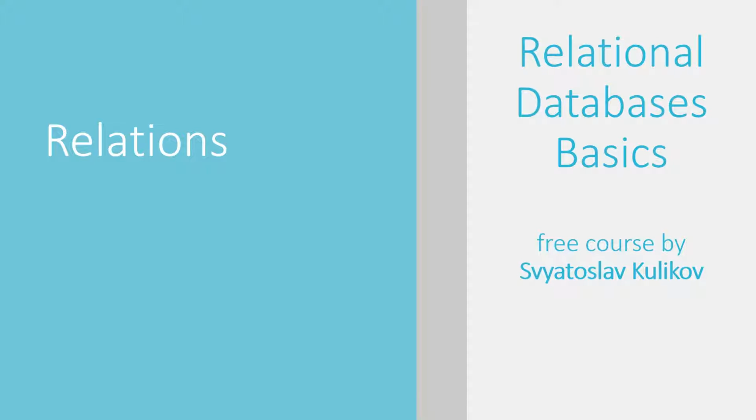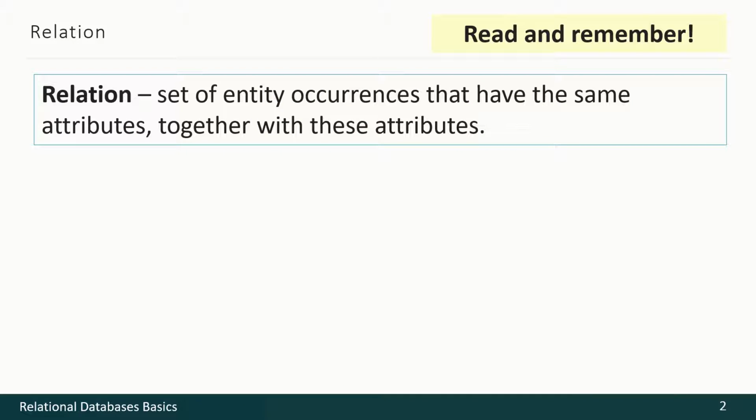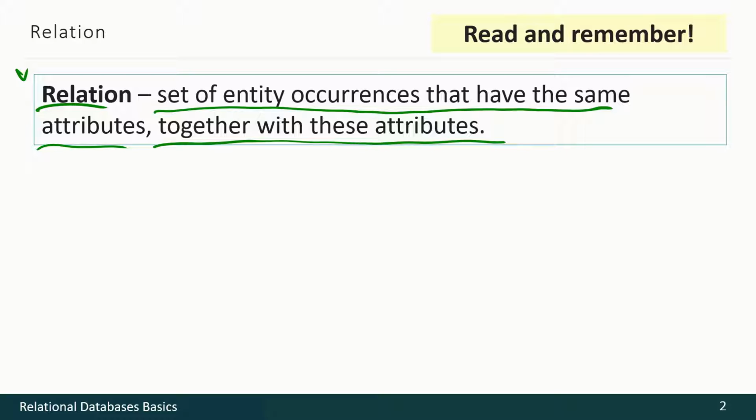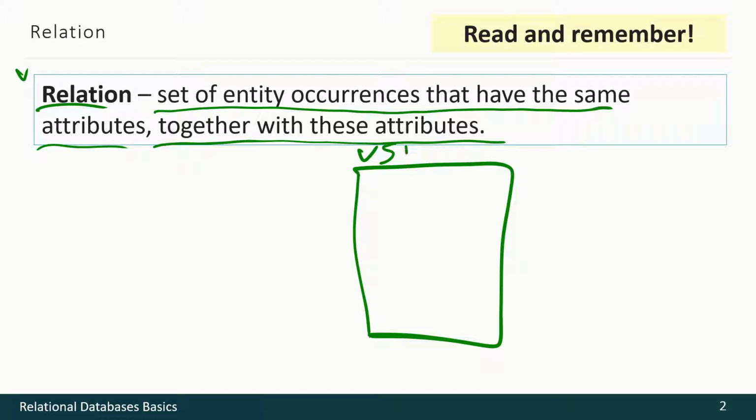In this video we shall discuss such a fundamental concept of relational databases as relations. By definition, a relation is a set of entity occurrences that have the same attributes, together with these attributes. Let's look at an example. Imagine we have some relation describing a user that has an ID and name.